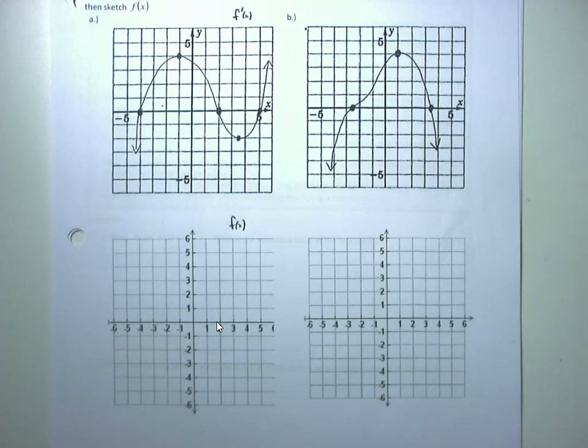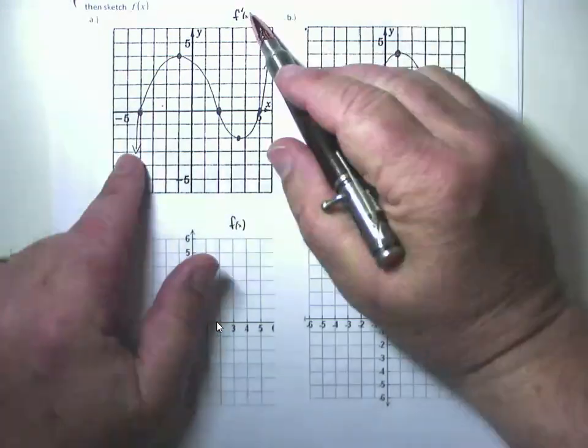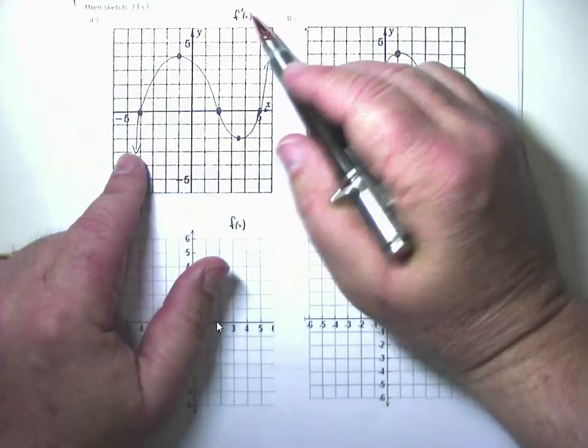Where are the max-min points? This is where I'm going to start this thing out. It is a strategy here. Where's your max-min points at? Remember, max-min points are where the derivative is equal to 0. Here's the derivative graph. Where is it equal to 0 at?